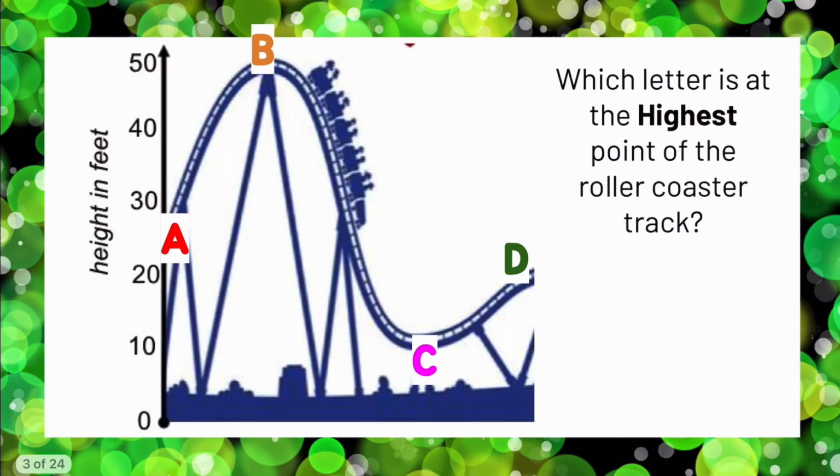So we're going to start with a roller coaster problem. Notice the four letters A, B, C, and D. We have the height in feet. Which letter is at the highest point of the roller coaster track? Yeah, that's going to be B.